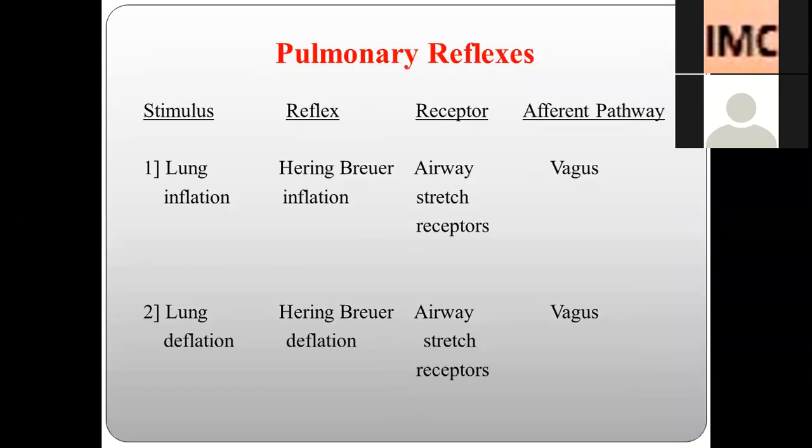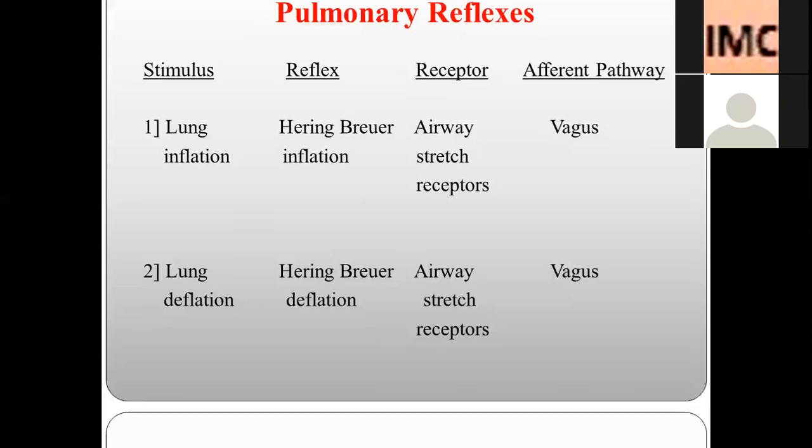So this is a chart I have made to give a good idea of what you have. The stimulus is lung inflation, and the stretch receptors present in the airway will be stimulated. This reflex is known as the Hering-Breuer inflation reflex, and it is carried by the vagus. In the same way, there will be lung deflation also. That is also sensed by airway stretch receptors and carried by the vagus, but it is termed the Hering-Breuer deflation reflex. So these are the pulmonary reflexes. Due to the stretch receptor activities, respiration is altered.